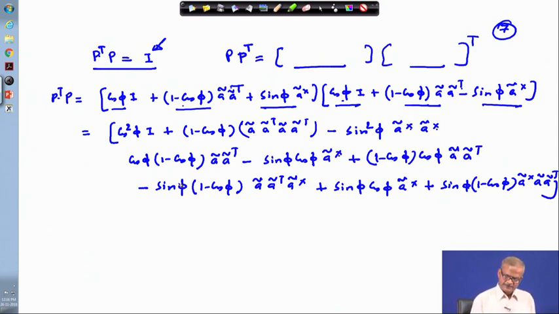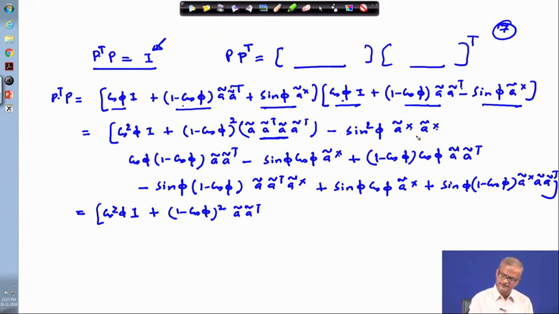Now, the properties we have stated on the previous page, we can use them and shorten all these terms. So, this is cos square phi I, this term is 1. A tilde transpose A tilde, this is 1. Here we are missing this square term, this and this multiplied together, this is a square. So, 1 minus cos phi square A tilde times A tilde transpose.